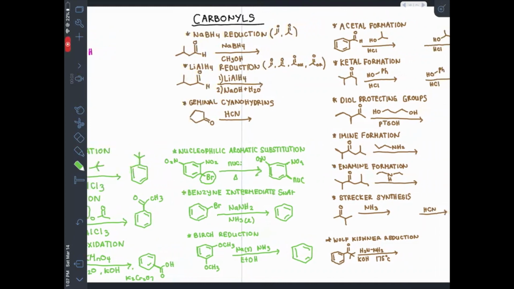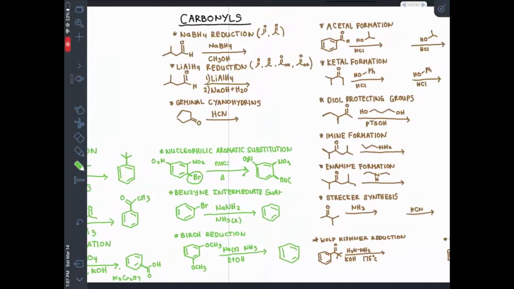Next, we have the benzyne intermediate nucleophilic aromatic substitution. And so this is when you don't have any electron withdrawing groups on your ring and you only have a leaving group. And so in this case, we're going to take NaNH2 and NH3, or ammonia, as the solvent, and we're going to replace that leaving group with NH2. Okay. And so in general, just to reiterate, we do the benzyne intermediate SNAr whenever we don't have electron withdrawing groups on our ring, or we have really poor electron withdrawing groups on our ring. Okay.